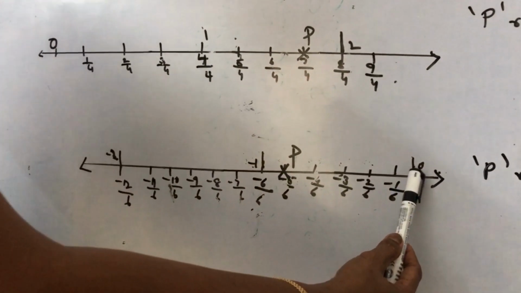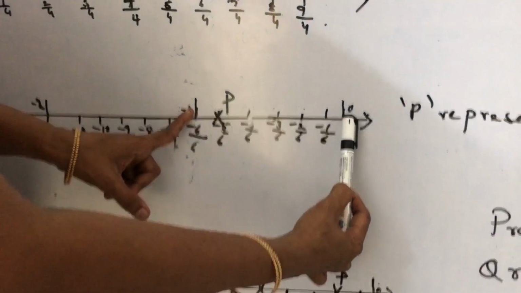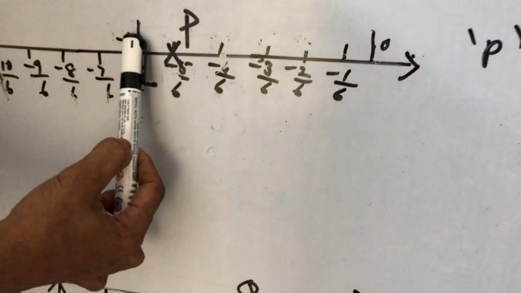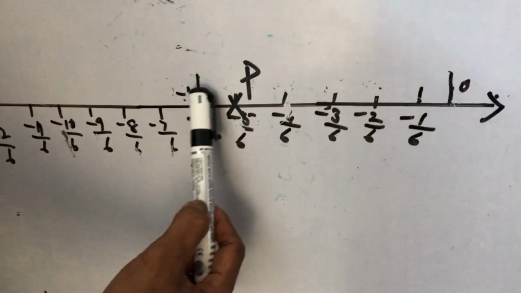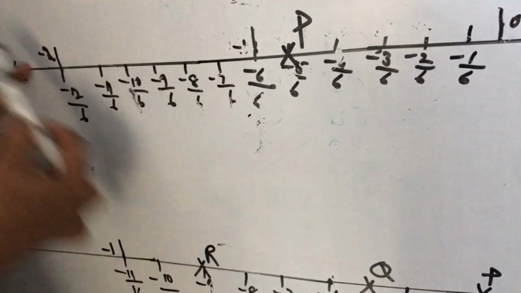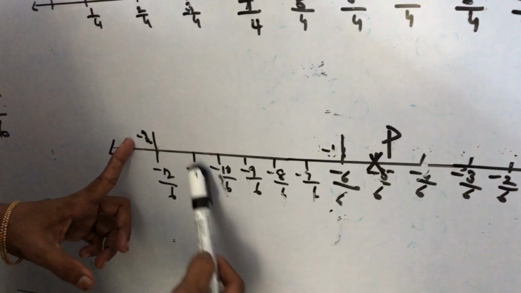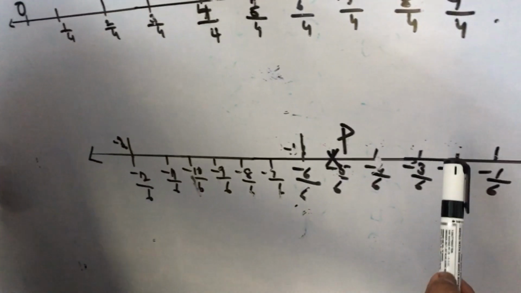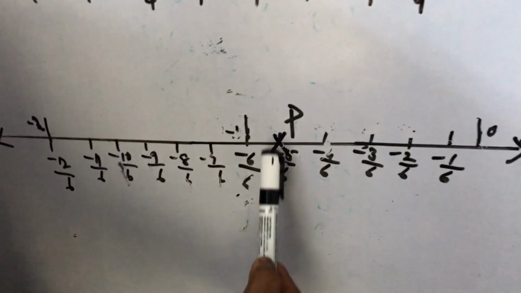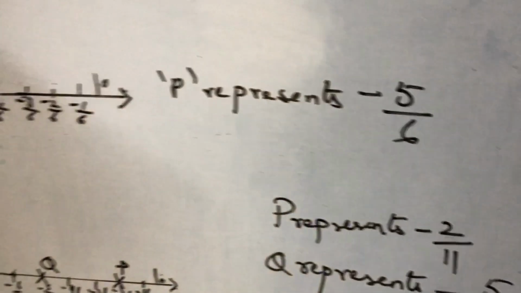Start from 0, children. What is the denominator? 6. So a unit length must be divided into 6 parts. 1, 2, 3, 4, 5, 6. The second unit from minus 1 to minus 2: 1, 2, 3, 4, 5, 6 and so on. The second unit length 1, 2, 3, 4, 5, 6. What is the number? Minus 5 by 6. Look carefully, where is minus 5 by 6? Put a cross mark and write there P represents minus 5 by 6.